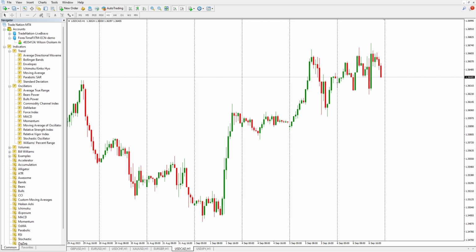So now we can see that this is USD CAD and this market is already selling. Since it's already selling, let's say for example the market has gone far. I don't want to join the sell here.